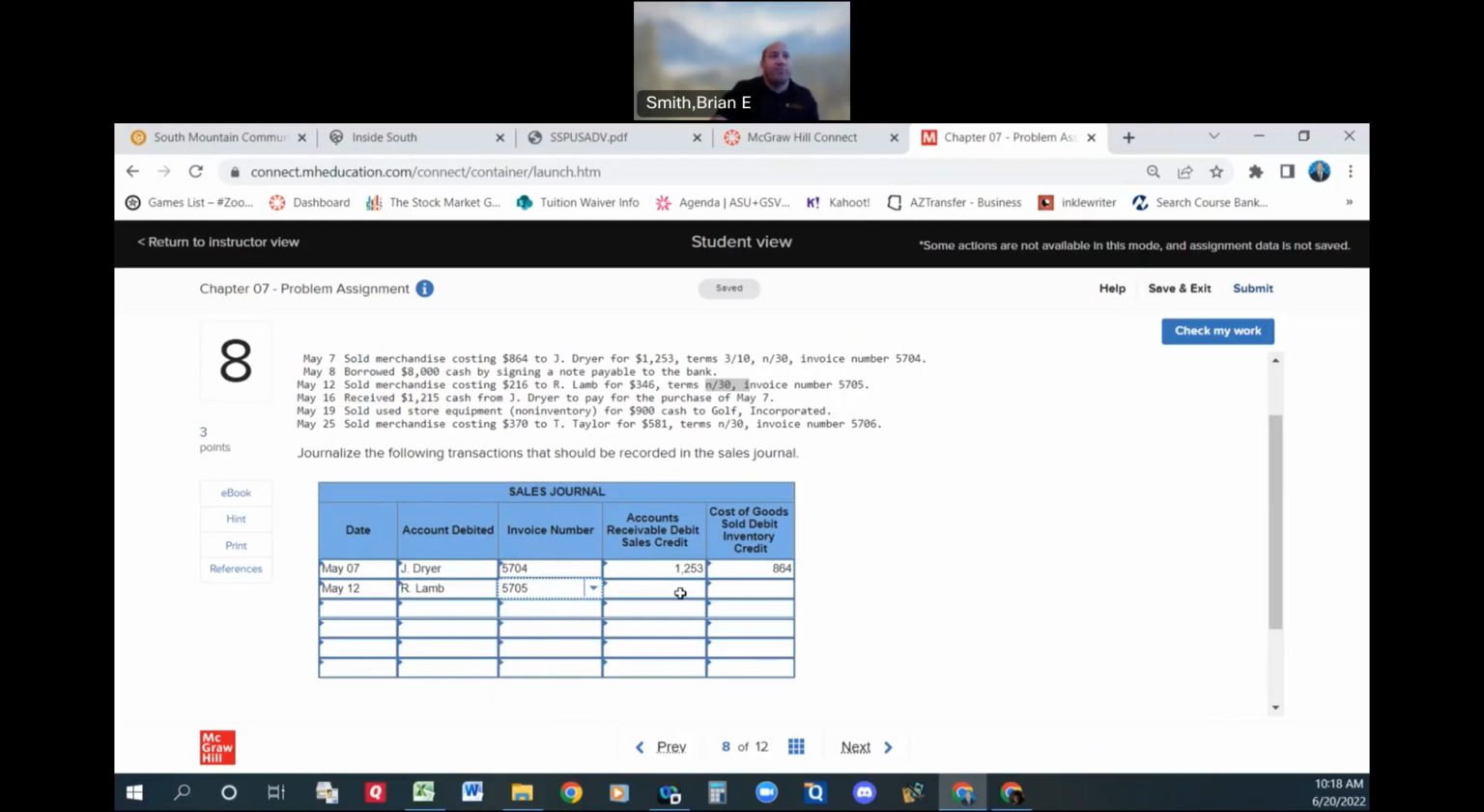You're a kid. Accounts receivable debit, we're going to do that for $346 because that's how much we sold it for, and then we want to do the cost of our inventory. That is not a high margin there. It's less than 150 bucks. Anyway. May 16th, received that much cash from Jay Dyer. Don't care. That's cash receipts, not a credit sale. Sold used equipment for $900 cash. Nope, it's cash. Sold merchandise costing blah, blah, blah. Oh, credit terms. All right, we'll do this one.